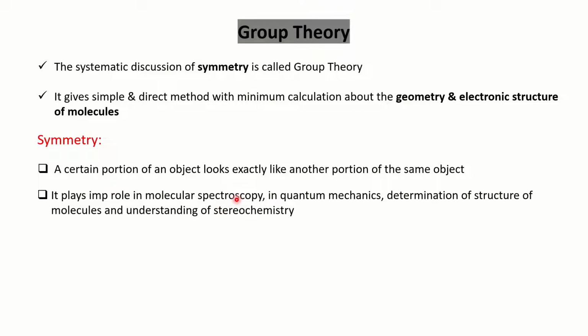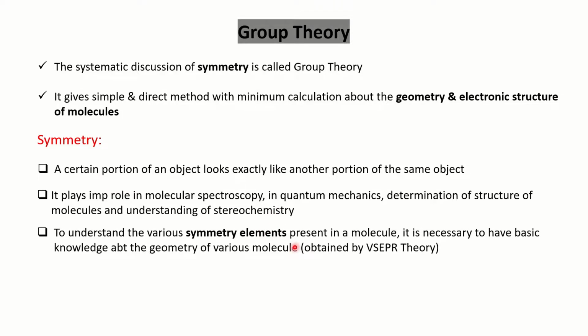So symmetry has importance in molecular spectroscopy, in quantum mechanics, and to find out the structure of the molecule and the stereochemistry, whether it is D isomer, L isomer or meso. So based on the symmetry, you can decide the stereochemistry of the molecule. And to understand this, we should know the basic geometry of the molecules based on the VSEPR theory and have an understanding of symmetry elements.